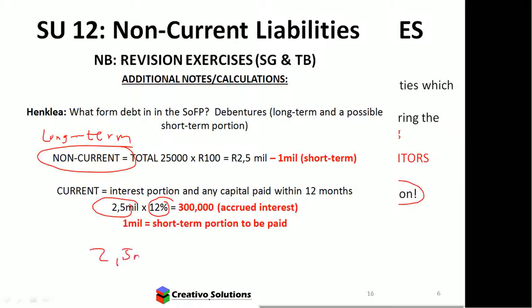I take 2.5 million, I times that by 12%. If this was a portion of the year, you would times it by pro rata, number of months over the total. This was a separate consideration in terms of the current, the loans that we take out. So if I'm taking out a loan, I'm going to have to record it in my books.